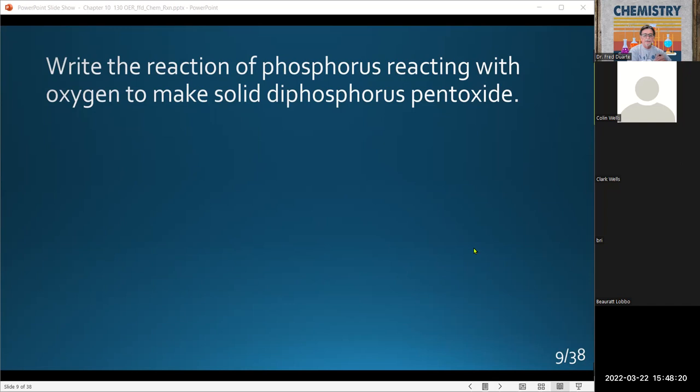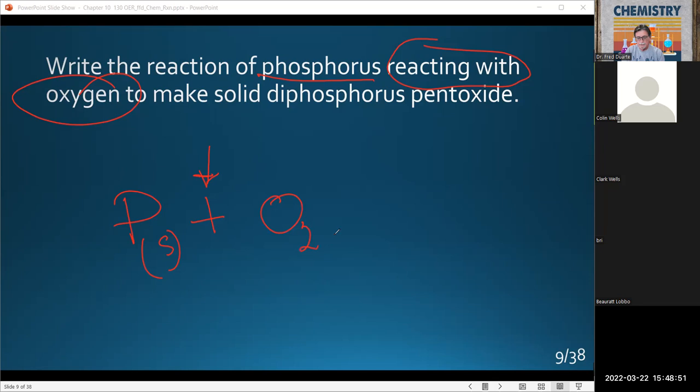All right, here we have another one. It's saying here, write the reaction of phosphorus reacting with oxygen to make diphosphorus pentoxide. Okay, well, let's break it down. Write the reaction of phosphorus. So that would be P, which is solid. Reacting with is the indication for a plus symbol, oxygen. Oxygen is diatomic and it's a gas.